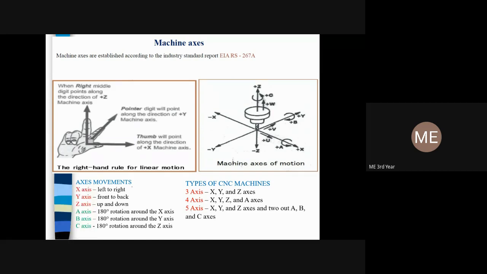If you have seen this figure, you can easily understand the axis configuration of the CNC. All three axes are perpendicular to each other. If you consider this is your x direction, this is your y direction, and this is your z direction.